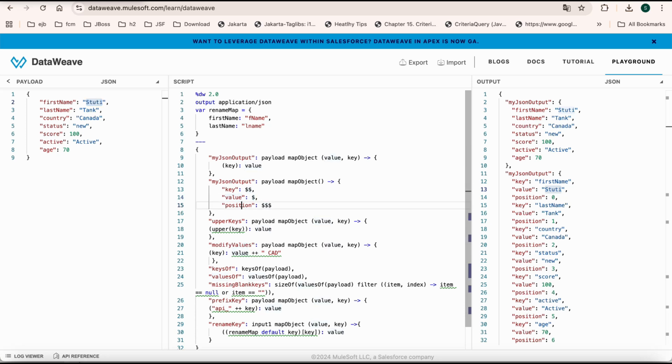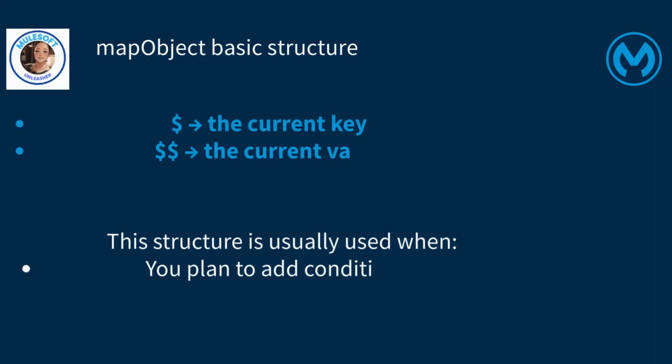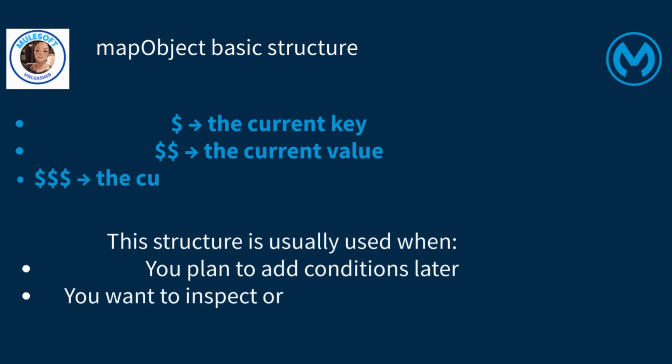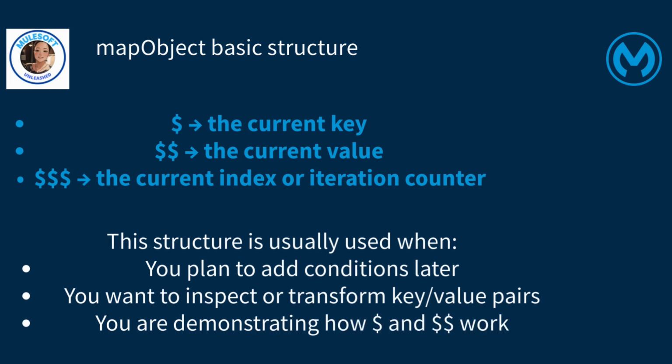This means for each key in payload, keep the same key. For each value in payload, keep the same value. Wrap everything in a new object structure, so it's essentially rebuilding the object exactly as it is, without any modification. It's like saying, for each key value in payload, create a new key with the same name, assign the same value. This structure is usually used when you plan to add conditions later, when you want to inspect or transform key value pairs. That's how $$ and $ work. Even if no change is made, this pattern helps beginners understand the mapObject anatomy.